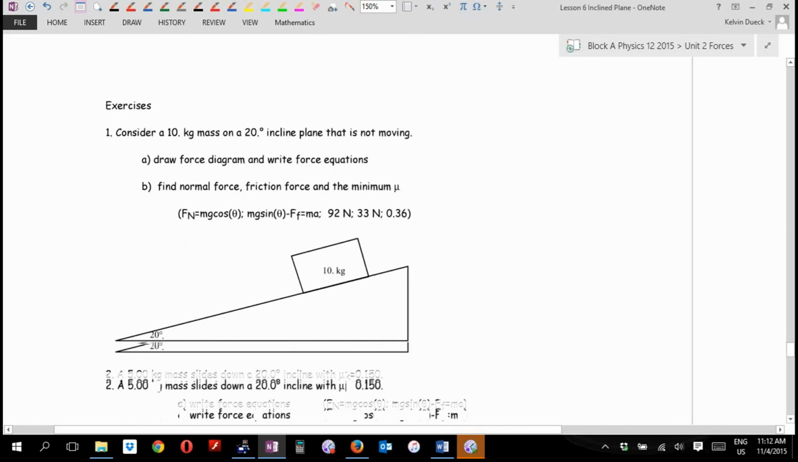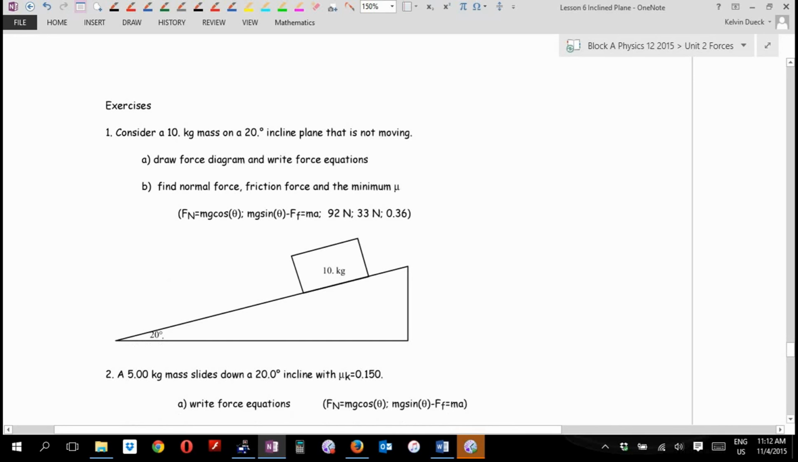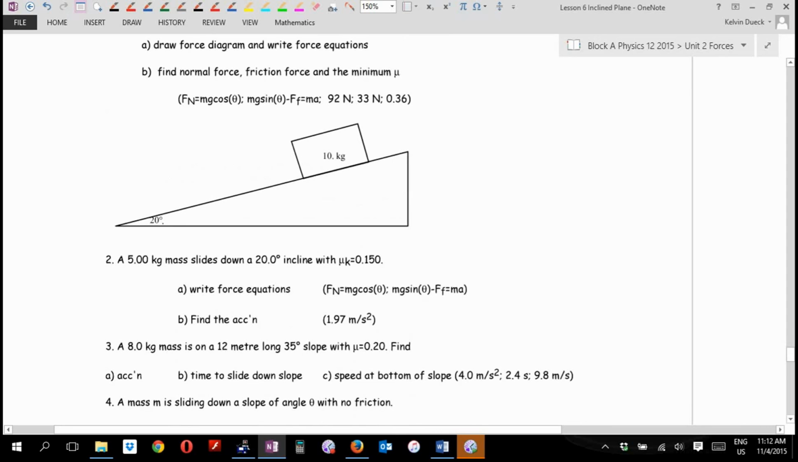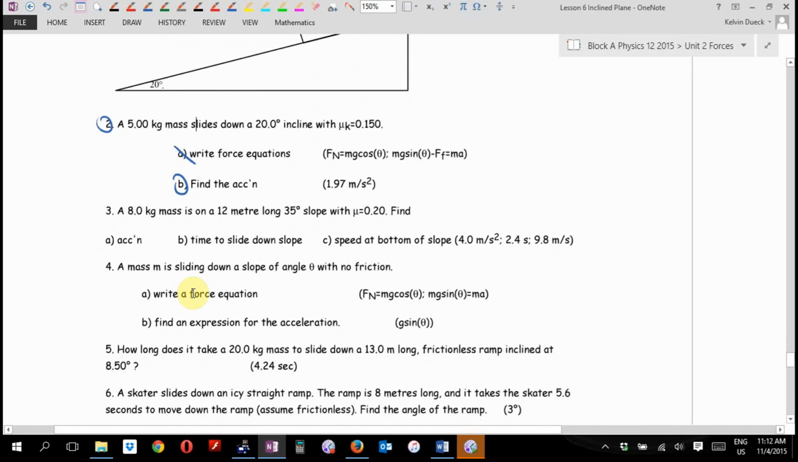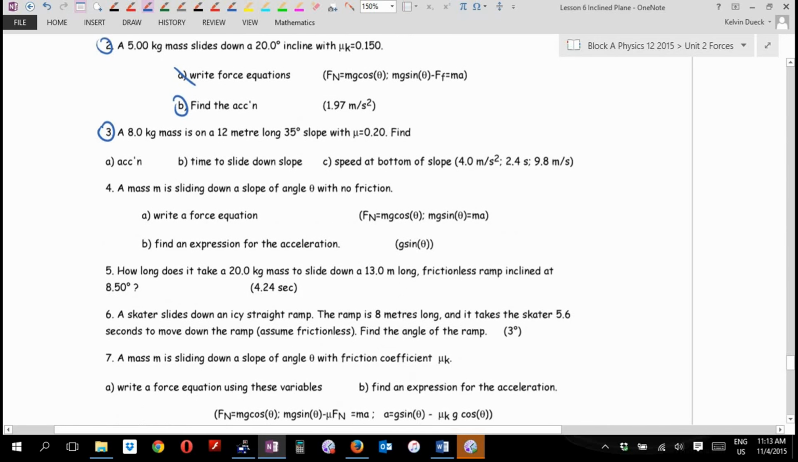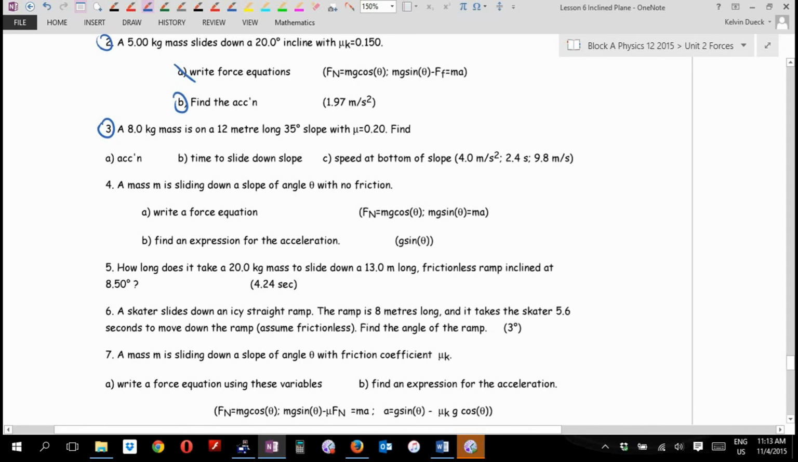So, number 2B, but you can skip A. A says write the force equations. You're going to have to do that to find the acceleration, so just find the acceleration. 3 is good. You skip 1. 4 is a lovely algebraic question. No numbers. It's saying, if there's no friction, find an expression for the acceleration. You should find the m's cancel, and you just get g sine theta.